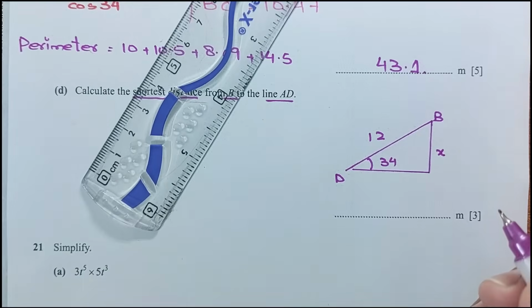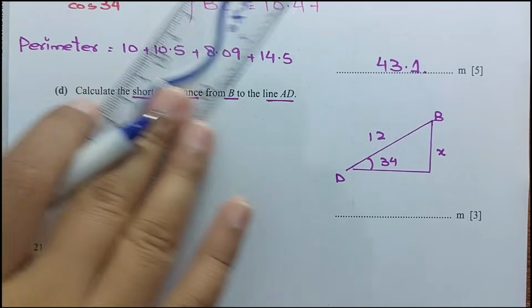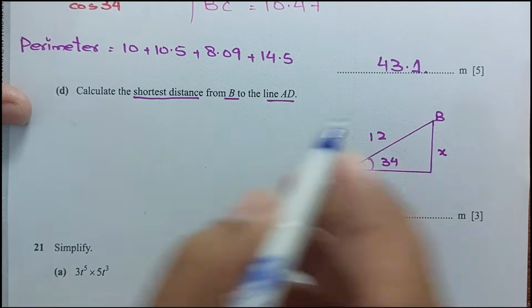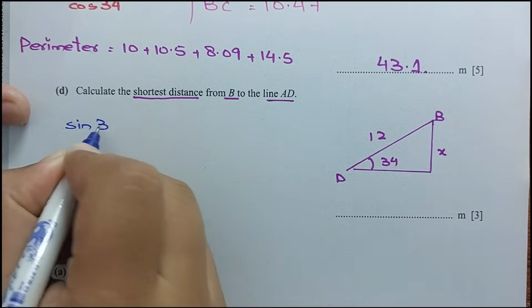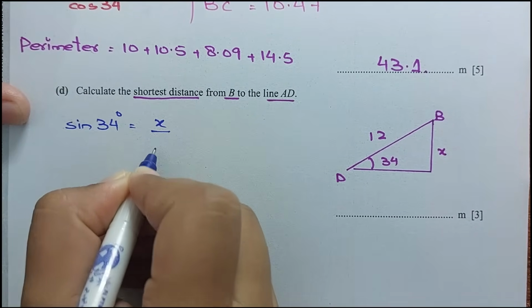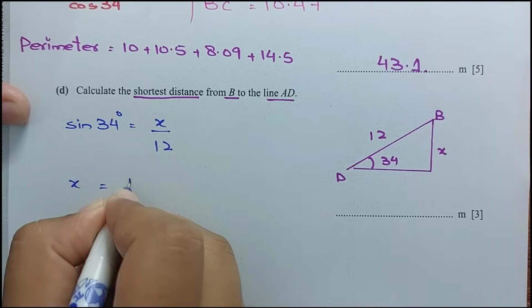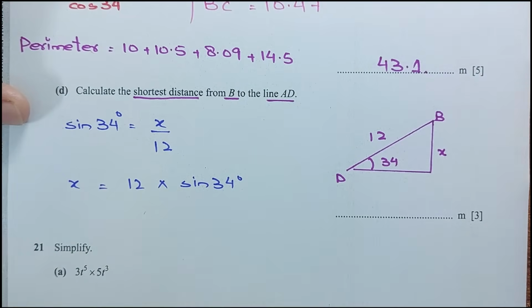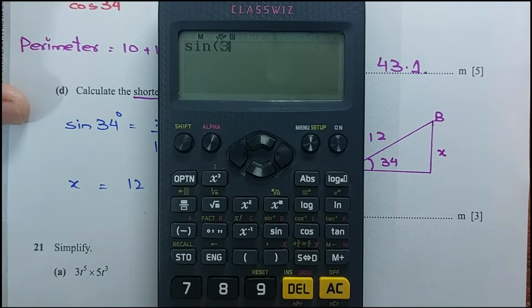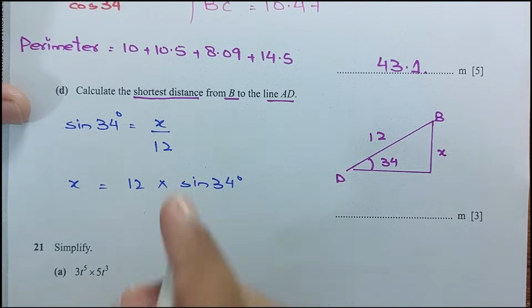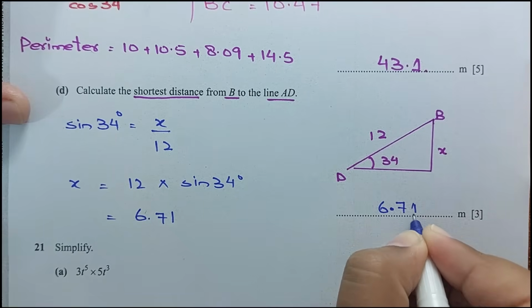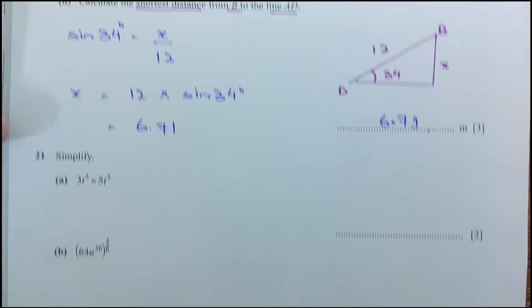The same thing, it is a right angle triangle. Now for the shortest distance we can use SOH CAH TOA: sine is opposite over hypotenuse. So sine of 34 degrees is opposite over the hypotenuse. So what is x? x is 12 times sine of 34 degrees. Let me calculate it: sine of 34 times 12 is 6.71. 6.71 meters is the shortest distance from B to the line AD.